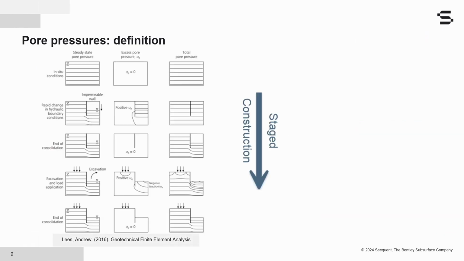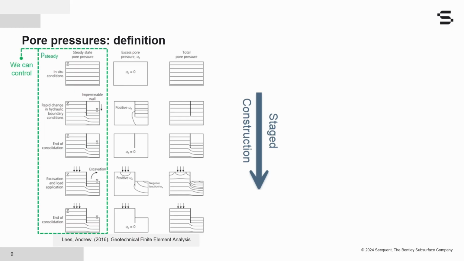And here we have a more visual representation of the three types of pore water pressures. This chart is taken from Andrew Lee's book on geotechnical finite element analysis. It is, in my opinion, an excellent introduction to the topic. And the chart shows you the relationship between the steady state pore water pressure and the excess pore water pressures that are calculated by the kernel.